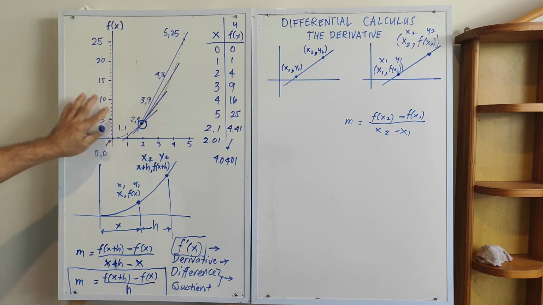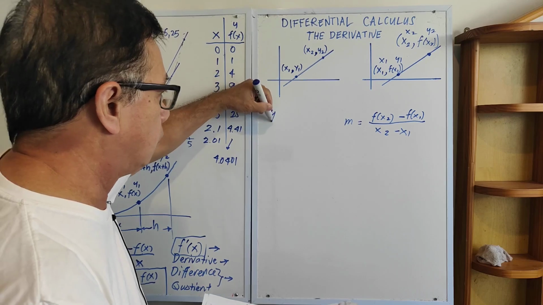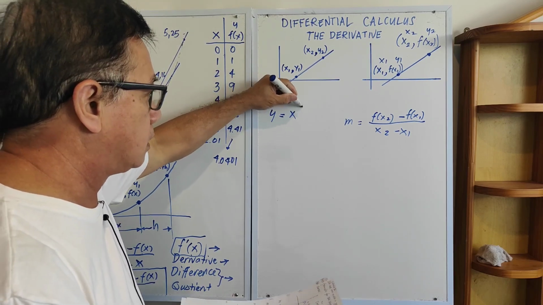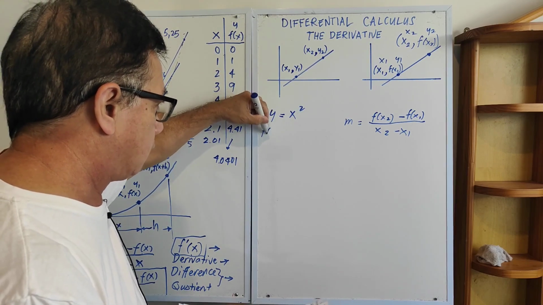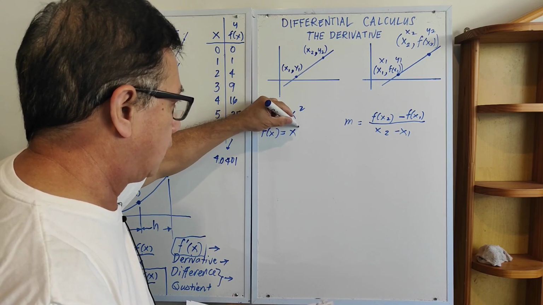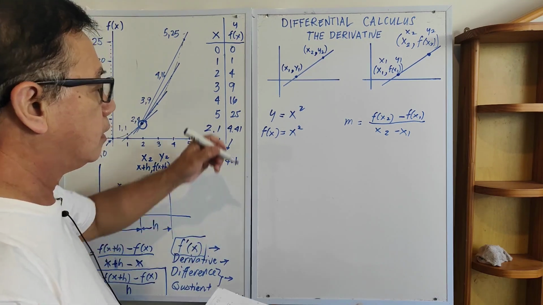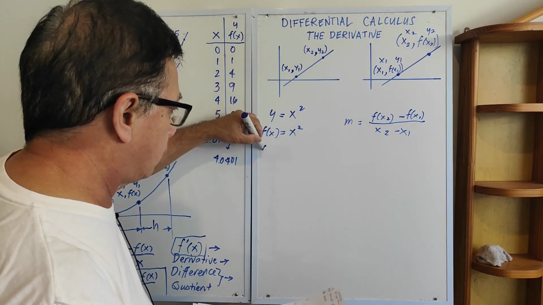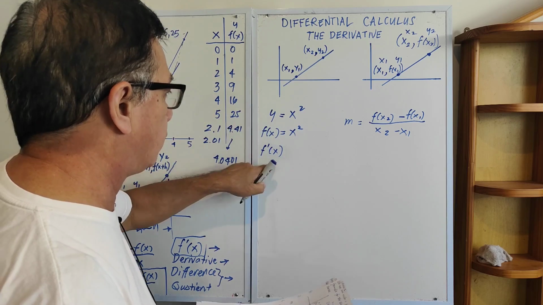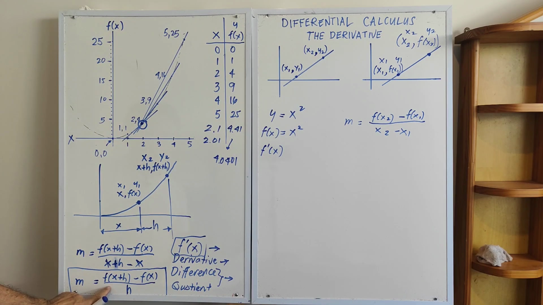So using the same curve, I will repeat it here. Y is equal to x squared. Y is changed to f of x is equal to x squared. We can now use this equation to find the slope of that curve. So we call it the f prime of x. That is the derivative. So we follow this one, f of x plus h.